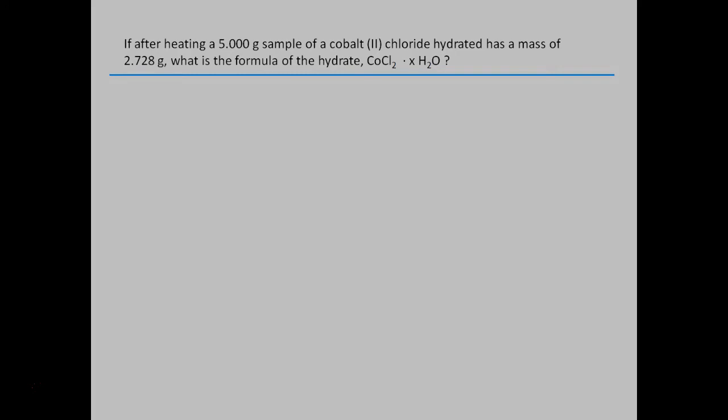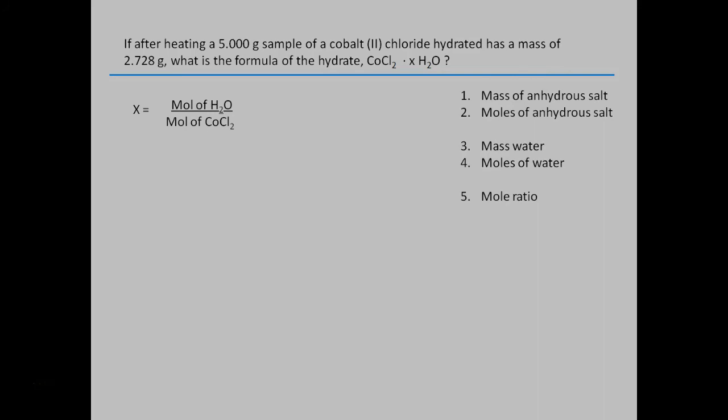So here we have a 5-gram sample of cobalt(II) chloride hydrate that is heated, and after it's heated, 2.728 grams of the anhydrous cobalt(II) chloride are left behind. So we know that we need to get a mole relationship between my moles of water and my moles of anhydrous salt. To do this, we first have to get the mass of our anhydrous salt and convert that to moles, which we do by multiplying by the inverse of the molar mass. Then I have to get my mass of water and convert that to moles of water. And then I can do my mole ratio.